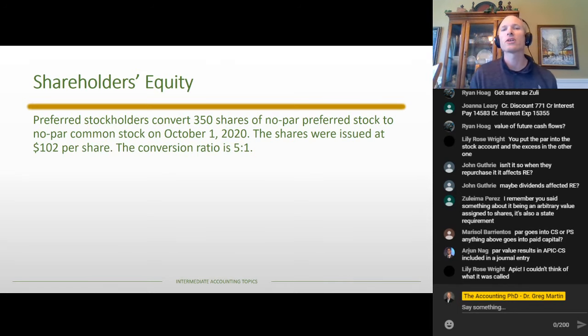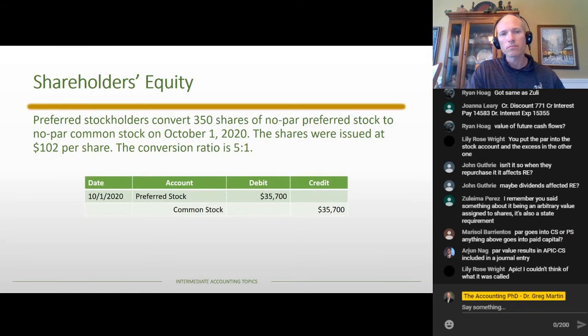Again, this is just rehashing how we do these conversions. And so 350 shares times $102 gives us $35,700. Whenever we make the conversion, that's the amount that comes out of preferred stock, and that's the amount that goes into common stock.